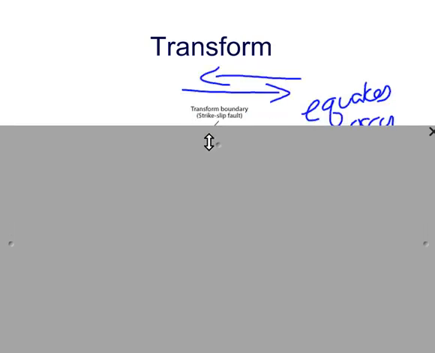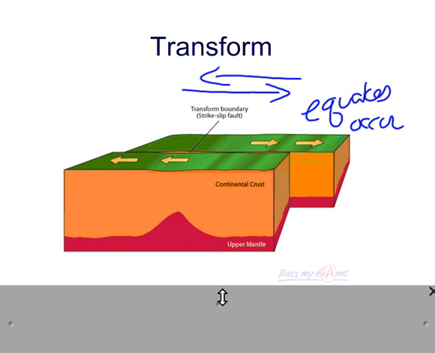The last boundary is transform. Transform boundaries slip past one another, and that's where earthquakes occur.